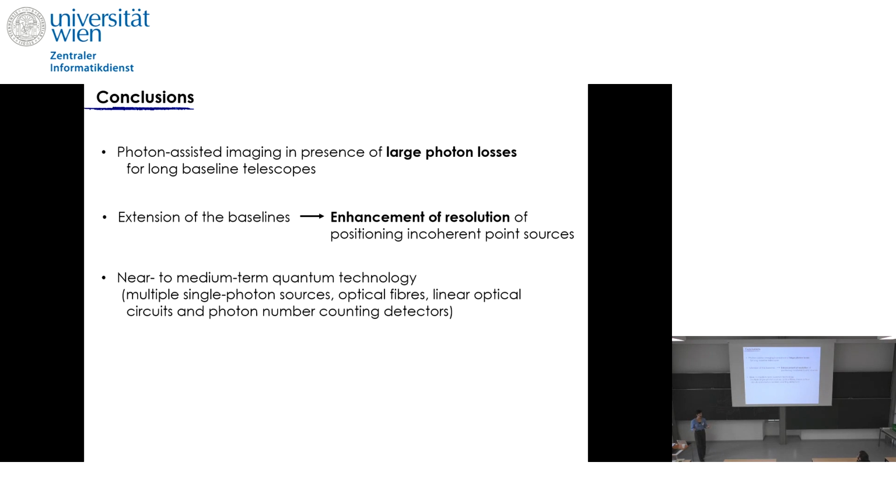technology, currently available: single photon sources, optical fibers, or linear optical circuits. All these things can actually be done in an experiment without using quantum memories or repeaters, which might be a little bit more demanding.